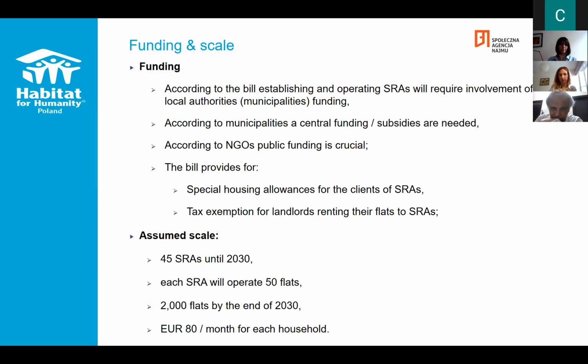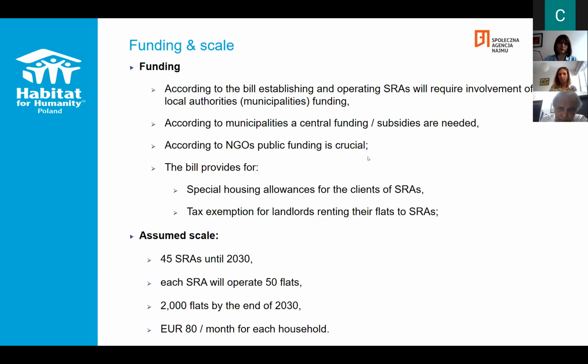So we as Habitat Poland were for many years presenting the results of our program, recommending to regulate social rental agencies in Poland. And well, the Polish government noticed this year that this may be a good solution, and the draft bill was published in May 2020. It was clearly stated in this draft that the running projects and experience from them were taken into account, as well as examples from other European countries.